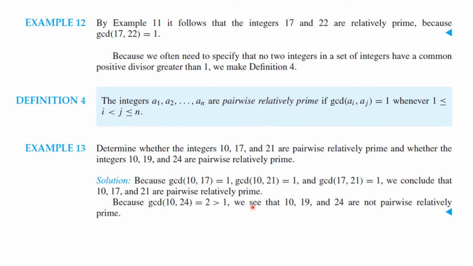So here's an example. Determine whether these 3 numbers are pairwise relatively prime. Well, the greatest common divisor of 10 and 17 is 1, of 10 and 21 is 1, and of 17 and 21 is 1. Therefore, they are pairwise relatively prime. But if we look at 10, 19, and 24, the GCD of 10 and 24, they're both even, so the GCD is 2 or more, which is greater than 1. The GCD is exactly 2, because 10 is 2 times 5, and 24 is 2 times 3 times 4, or 2 times 3 times 2 squared if we prime factored it. So we can see that these are not pairwise relatively prime.